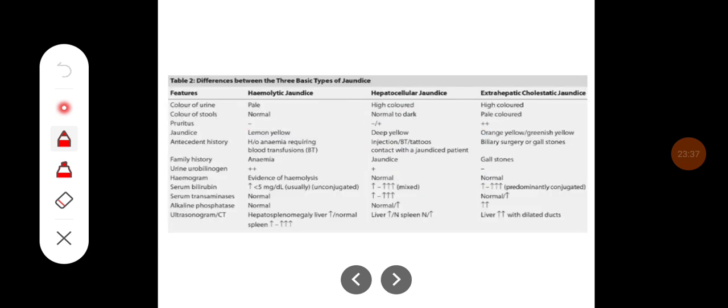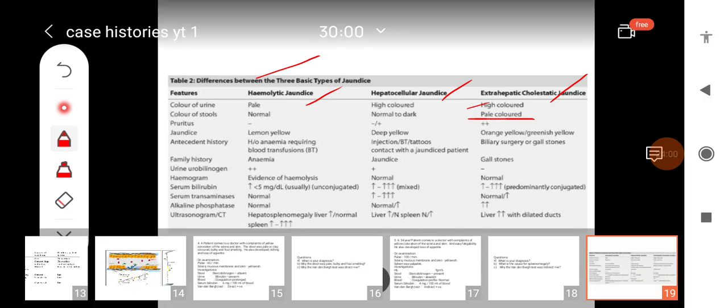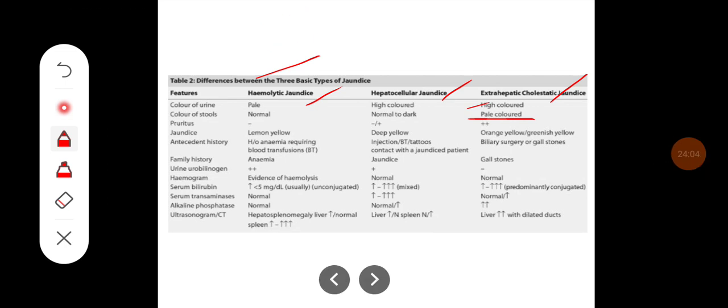Okay, so these are some of the factors which differentiate between hemolytic, hepatocellular, and obstructive jaundice. The urine color is very high in cholestatic jaundice, that is obstructive jaundice. The stool color is pale in cholestatic jaundice, dark in hepatocellular, and normal in hemolytic jaundice. Okay, so pruritus is commonly seen in cholestatic or obstructive jaundice.